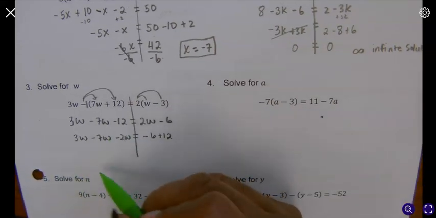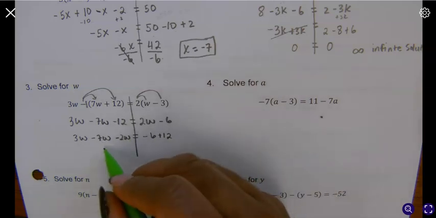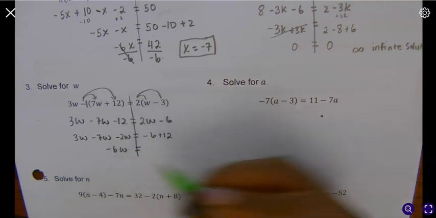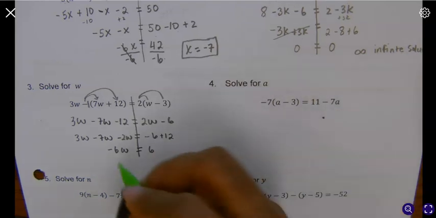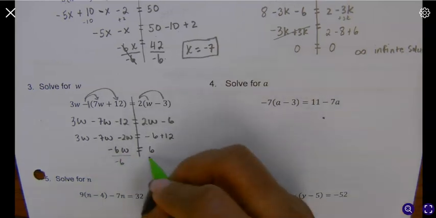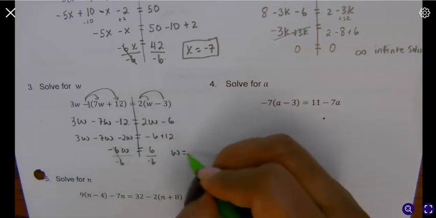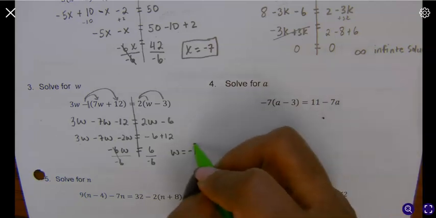And then let's go ahead and put everything together. So 3 minus 7 is negative 4. Negative 4 minus 2 is negative 6. And then negative 6 plus 12 is positive 6. And then you can go ahead and do all of that. So w equals 6 divided, we're dividing here, is negative 1.